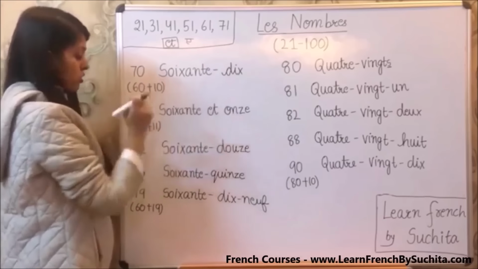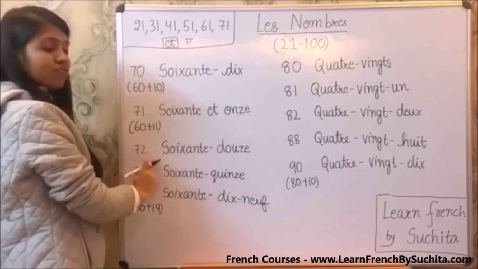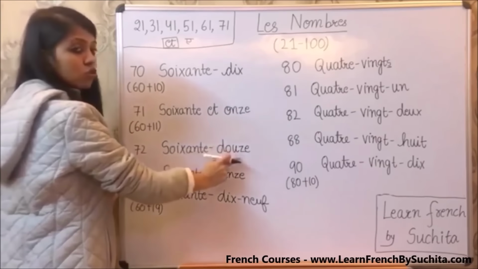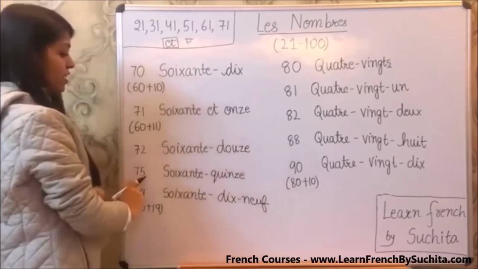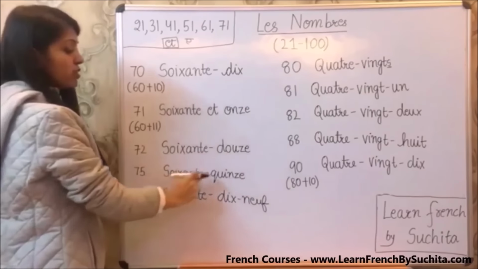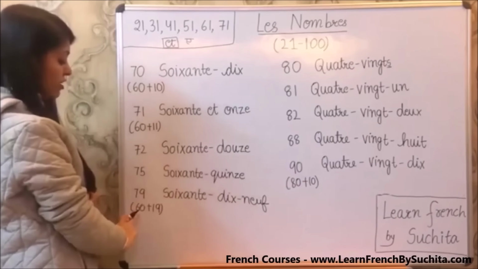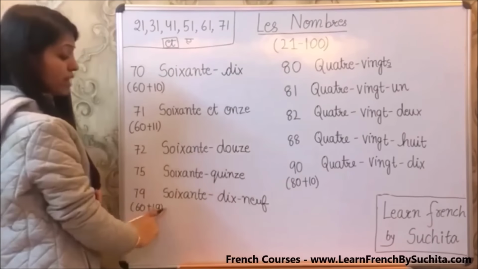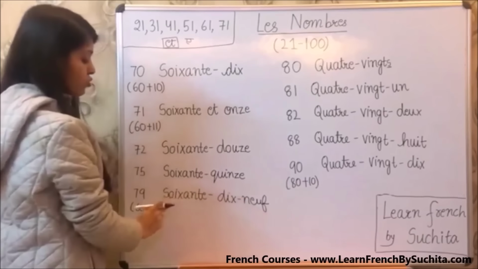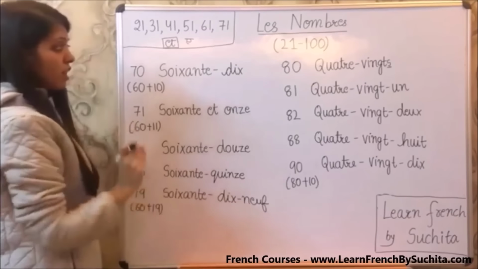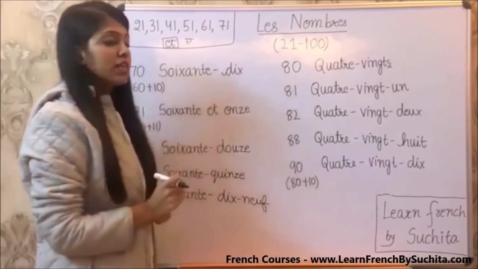71. 72, 60 plus 12. So soixante, 12 is douze. 75. 60 plus 15, soixante-quinze. Now 79, 60 plus 19. How do I write 19? Dix-neuf. Soixante-dix-neuf is 79. Now let's come on to 80.